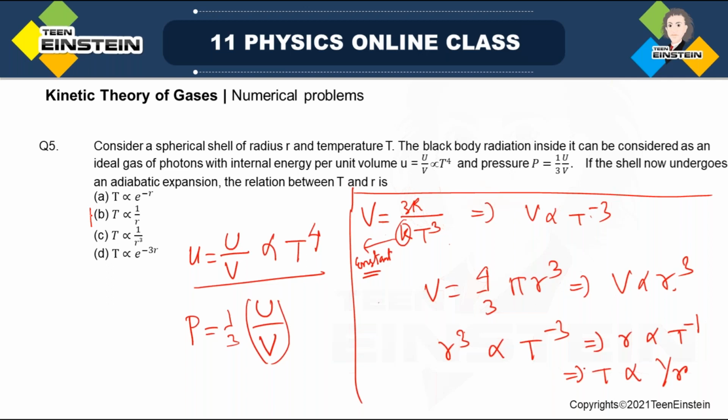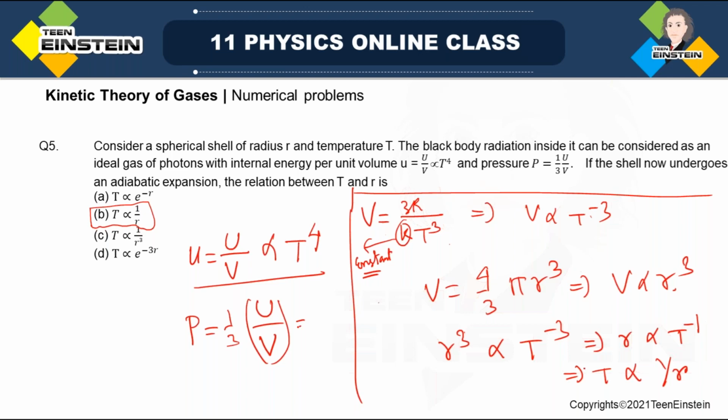So this was the fifth question. I hope you have understood. These are the terms you should be using for solving this problem. U by V is directly proportional to T to the power 4, and P is equal to 1/3 U by V. In place of U by V, we have written K into T to the power 4, so 3K is a constant.